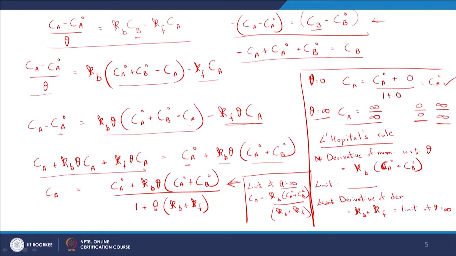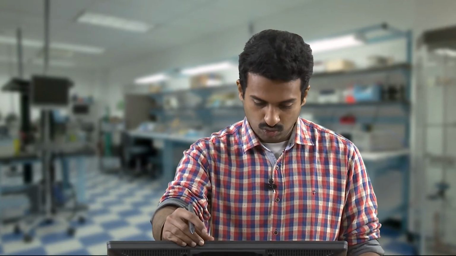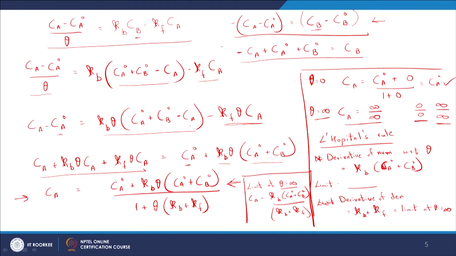So let us try to work out one other particular set and then move on. I need to rewrite this equation in the next board. So CA is equal to CA naught plus KB times theta into CA naught plus CB naught by 1 plus theta into KB plus KF, I believe, right.